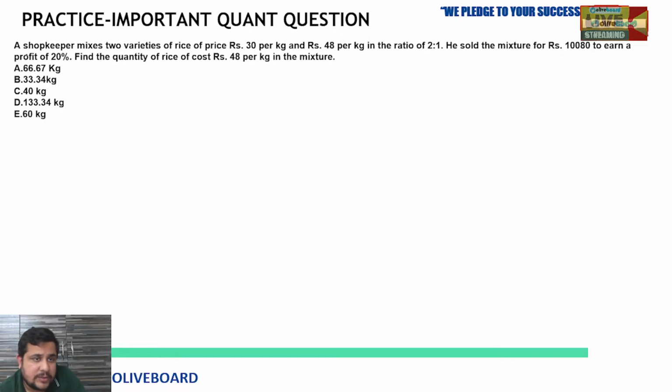Now let's move on to the next. This is based on a shopkeeper who mixes two varieties of rice, priced at rupees 30 per kg and rupees 48 per kg, in the ratio of 2:1. Now solve this, try this. Good question. By your common sense, by normal logic, you can easily solve it.